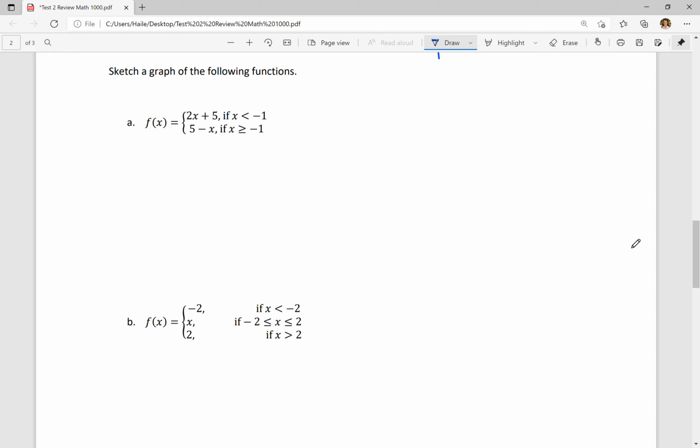Notice now we're looking at piecewise functions, which means you have different equations for different values of x. So for our first piecewise function, we have 2x plus 5 if x is less than -1, and we have 5 minus x if x is greater than or equal to -1. What I like to do for these is break it up in parts and graph one piece of the function at a time.